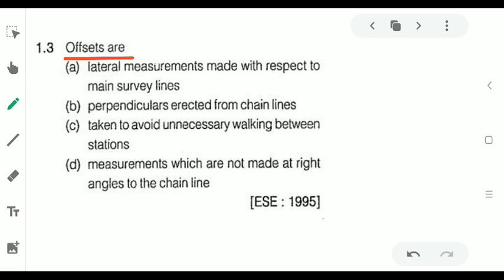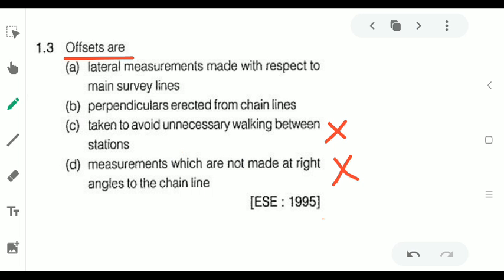Lateral measurements made with respect to main survey lines, which seem to be correct. Perpendiculars erected from chain lines. Then option C is taken to avoid unnecessary walking between stations. So the taken to avoid unnecessary walking between stations, these are tie lines and measurements which are not made at right angles to the chain line. This is not correct because there is one category of offset जिसको हमने पढ़ा था अभी, that is perpendicular offsets which are made at right angles to the chain line. So these two options are incorrect.